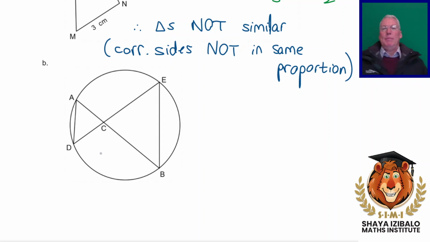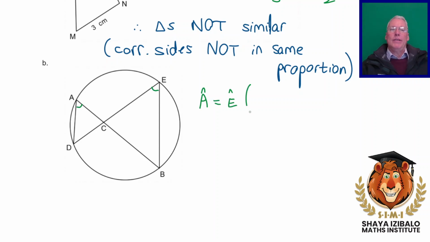Okay, 3b, are these triangles similar? And now you'll notice that we're now integrating some of our circle geometry. And these two absolutely are similar because this angle over here is equal to this angle over here. Let's write down why. Angle A equals angle E. Our reason is angles in the same segment.